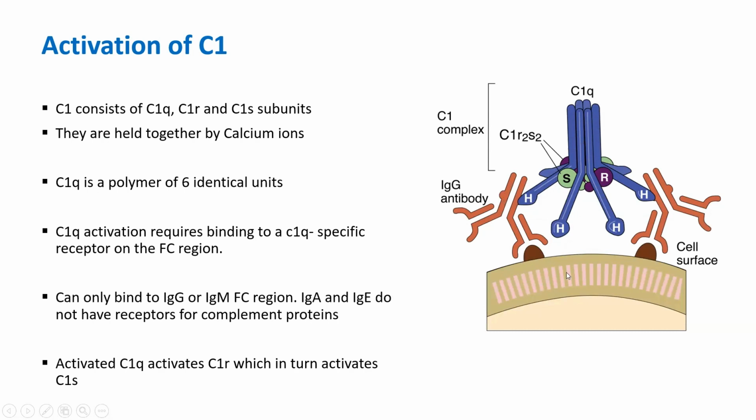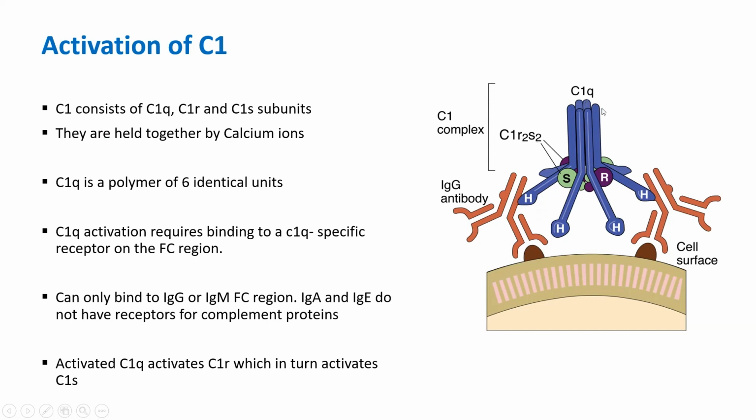As I said earlier, this pathway requires an antigen-antibody complex. This is our antigen, or the cell surface of a pathogen, and then we have our immunoglobulin. This is IgG, and you can see the Fc portion, which is a receptor for the binding of C1. C1q activation requires binding to a C1q-specific receptor on the Fc portion, so there must be an Fc portion. As I said earlier, this can only happen with IgG or IgM because IgA and IgE do not have receptors for the complement proteins. So once this binding happens, the C1q arrests.